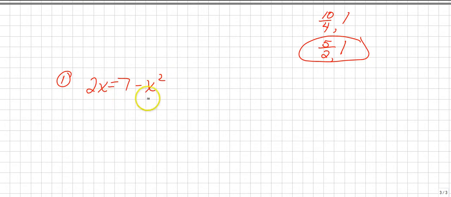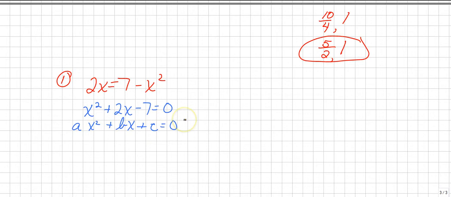The x squared on the right, I'm bringing to the left and putting it first. It becomes positive x squared. The 2x is next, and the 7 comes over as a minus 7 equals 0. So now it's in the form of ax squared plus bx plus c equals 0, where a is understood to be 1, b is the 2, and c is negative 7.